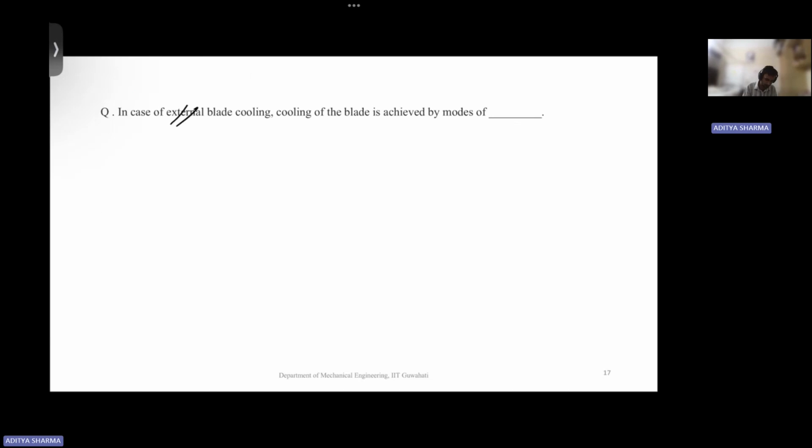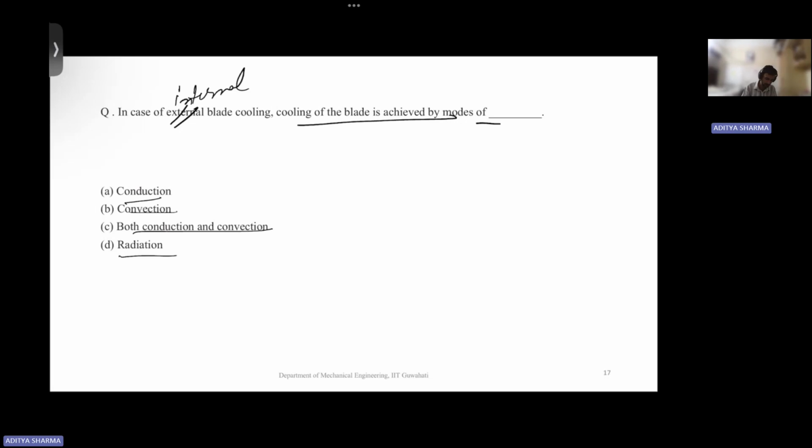In case of internal blade cooling, cooling of the blade is achieved by modes of conduction, convection, both conduction and convection, or convection. So this is by conduction and convection. So C is the correct answer to this question.